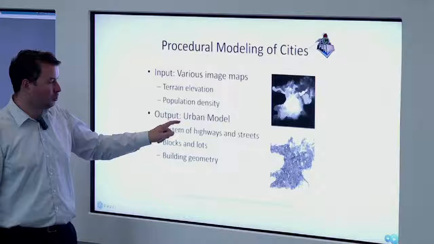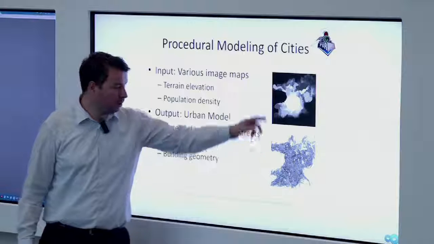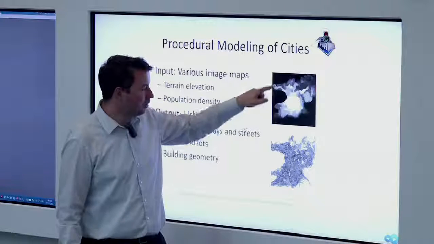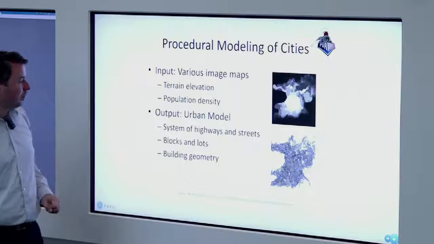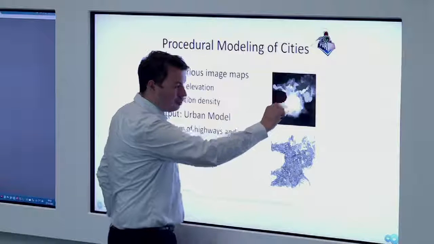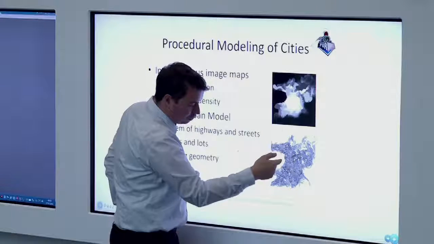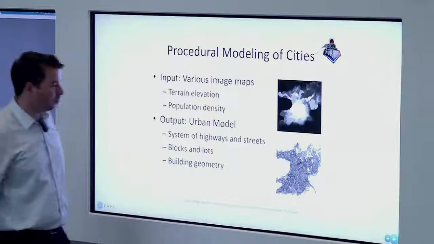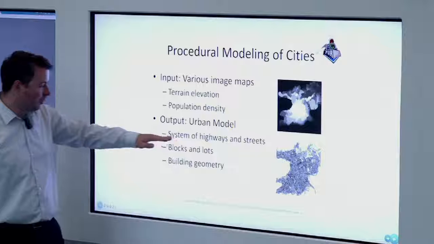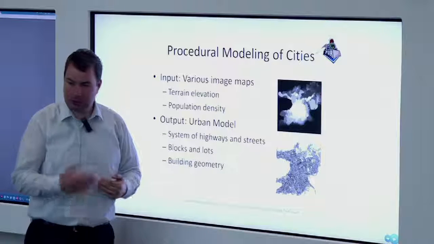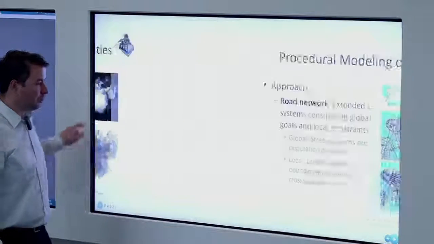And so how was this done? You had several inputs, in this case population density, and with this population density and the terrain elevation, you use the particle system to connect different parts of the city to the center, which had the highest density in the end. Then the first system of highways was generated, and then further all the different kinds of streets, and from there blocks and lots and building geometry.